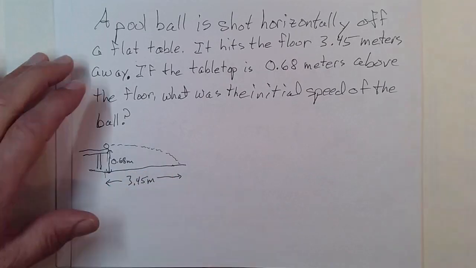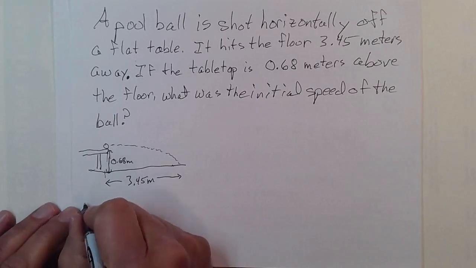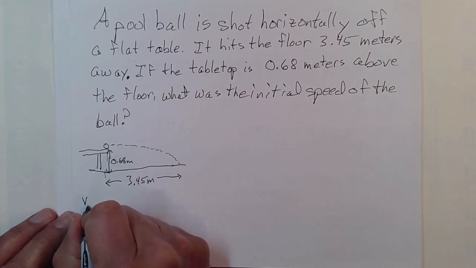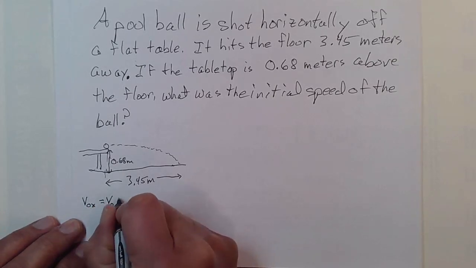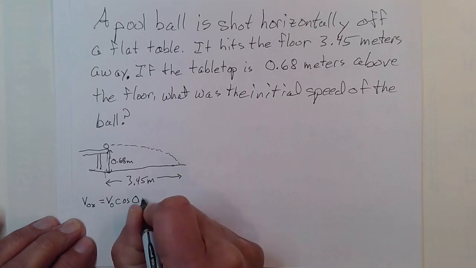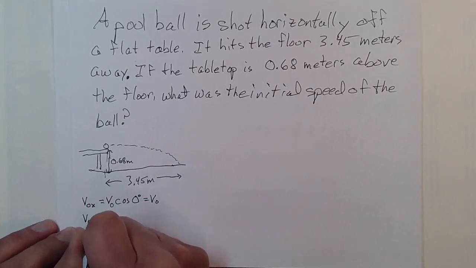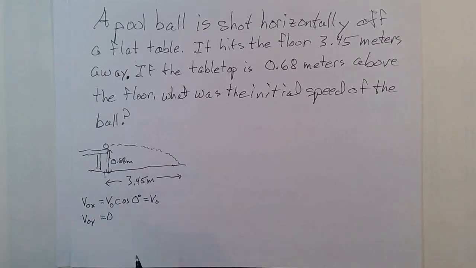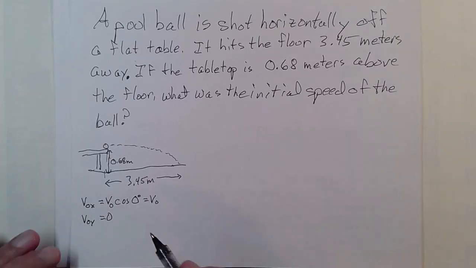Well, this is a projectile motion problem. And so I'm going to start by writing my projectile motion equations. I'll put them over here on the left side of the page, but I'll have v naught x is equal to v naught cosine of 0 in this case, which is just because it's launched horizontally, which is just going to be v naught. V naught y is 0. Usually it'd be v naught sine theta, but sine of 0 degrees is that.